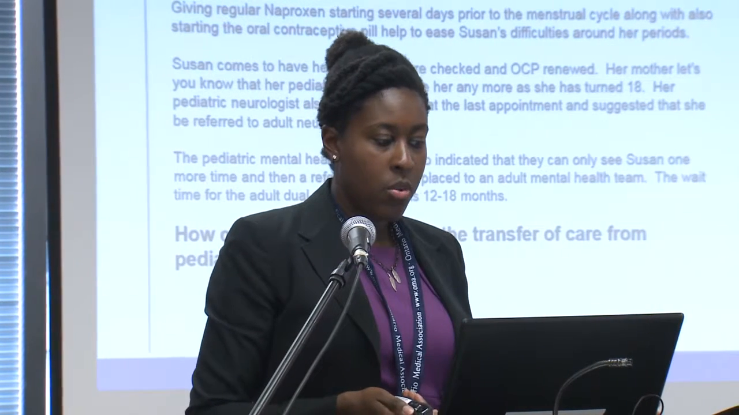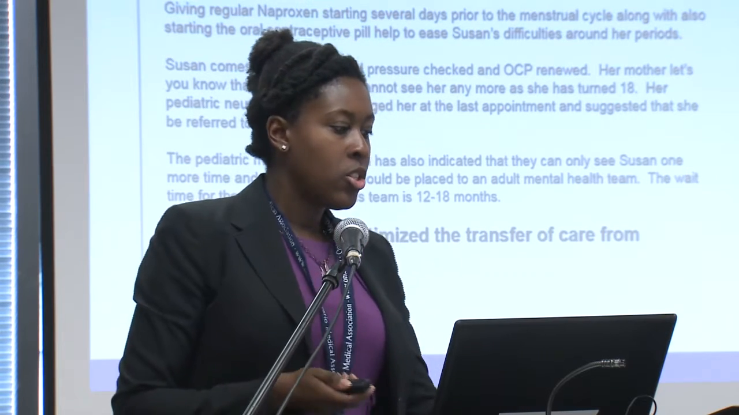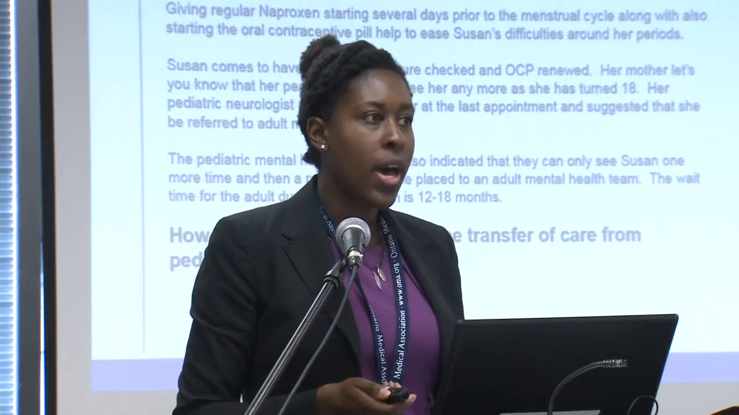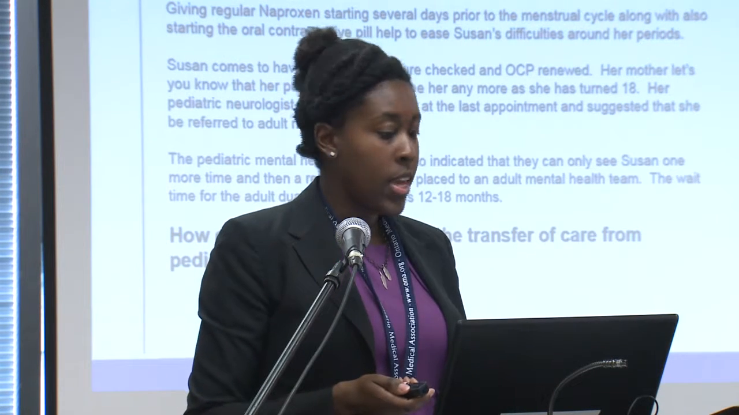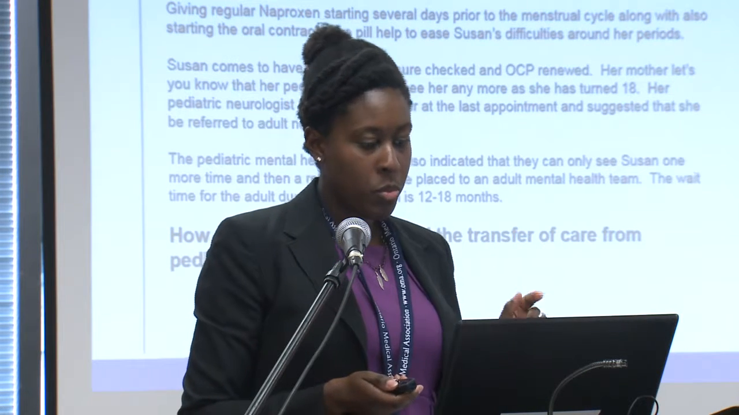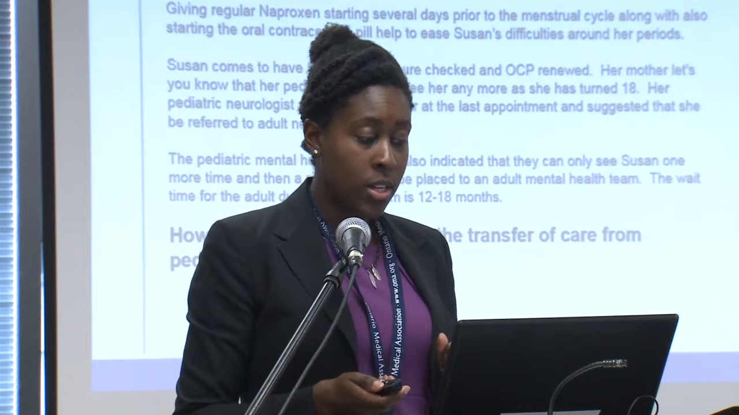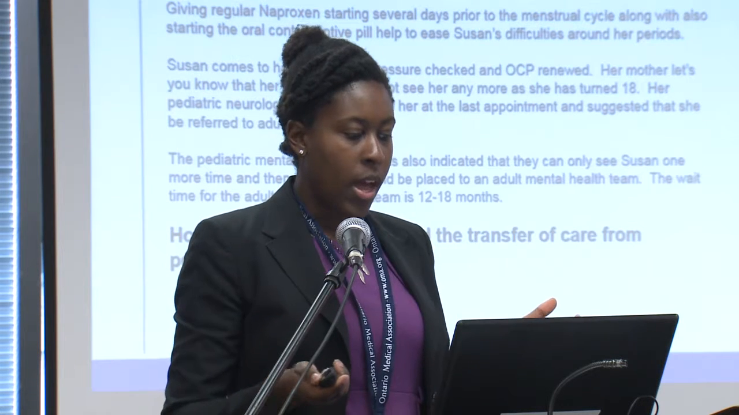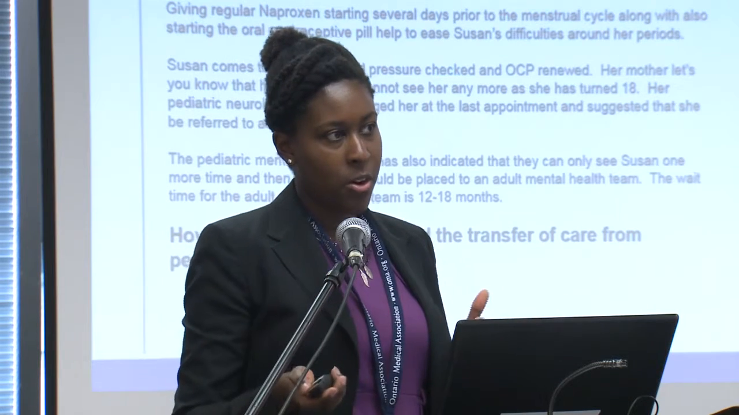But then Susan comes in to have her blood pressure checked and her contraceptives renewed. Her mother lets you know that the pediatrician cannot see her anymore as she's turned 18. Her pediatric neurologist also discharged her at the time of the last appointment and suggested that she'd be referred to adult neurology. The pediatric mental health team has also indicated that they can only see Susan one more time, and then a referral should be placed to an adult mental health team. The wait time for the adult dual diagnosis team is 12 to 18 months. So, how could we have optimized the transfer of care from pediatric to adult health care?